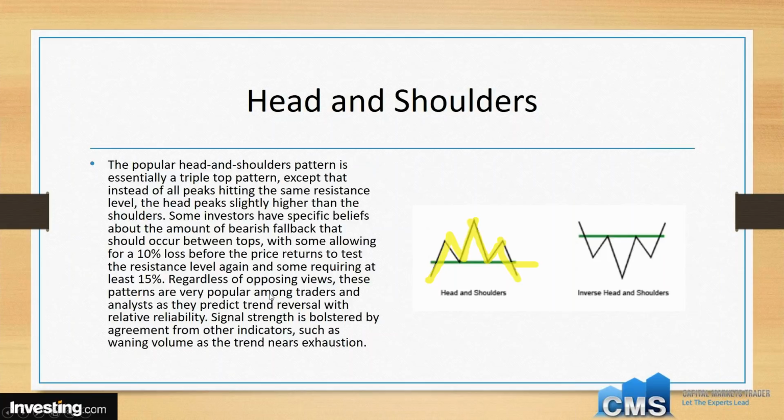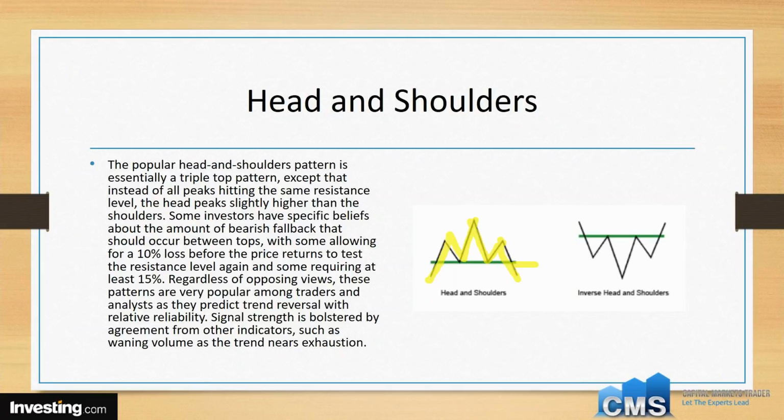The popular head and shoulders pattern is essentially a triple top pattern, except that instead of all the peaks hitting the same resistance level, the head peaks slightly higher than the shoulders. Now, some investors, and you'll read all kinds of strategies, have all these types of equations where the head has to be so much percentage higher than the shoulders. These are all individual gurus out there preaching their own thing.